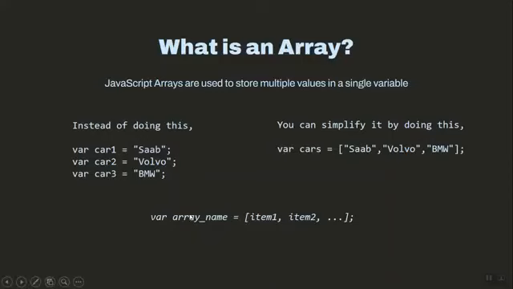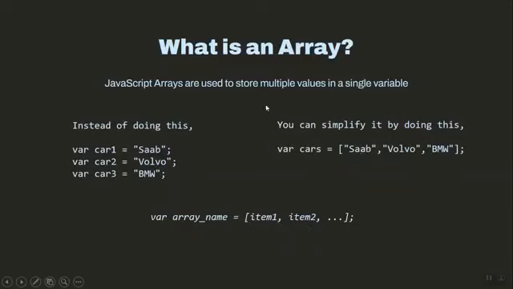Here's the syntax for an array: var, then the array name, which is cars, is equal to, meaning we're going to assign a value to the array, and then inside the square brackets are the items. It makes sense to use square brackets. It's like a box that contains these items, or let's say a collection of cars.